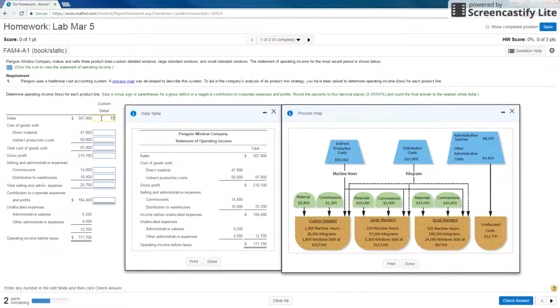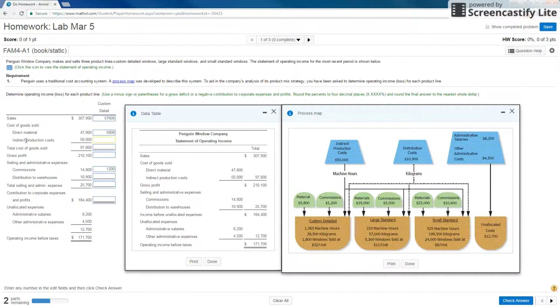1,800 of those multiplied by $32 each is $57,600. And they ask about the direct material. So the direct material is 5,800. Let's skip the indirect production cost and find the commission. The commission is 1,200. So far we have taken care of this number and this number.